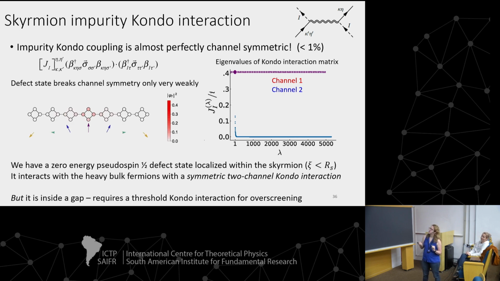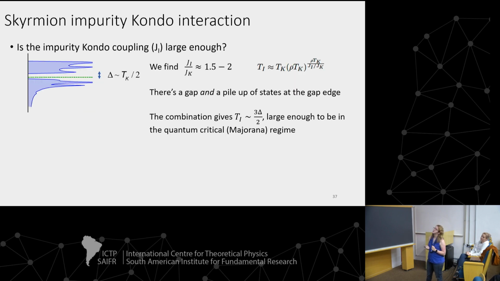So there is a caveat. You might worry whether it has a threshold Kondo interaction that's going to allow you to actually enter this region, because you're in a gapped system. It turns out this Kondo coupling is extremely large in everything we looked at. That's because there's a hybridization gap, and all of the F states are piled up outside of the gap. So you get a strong enough Kondo impurity temperature to be in this region.